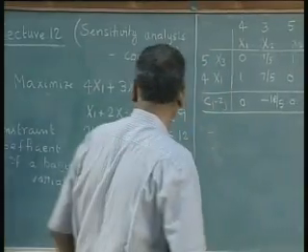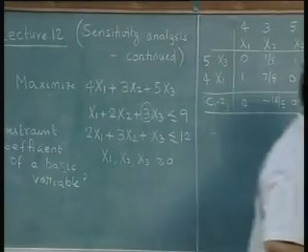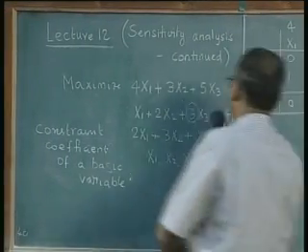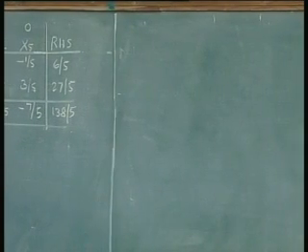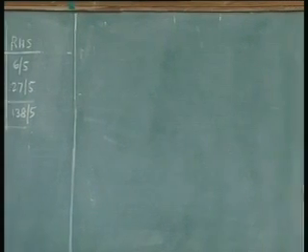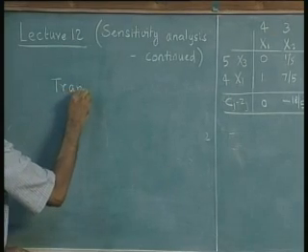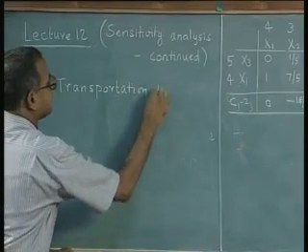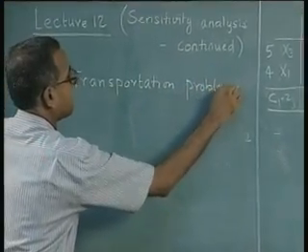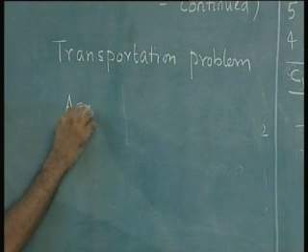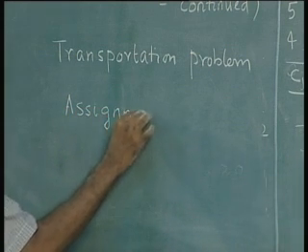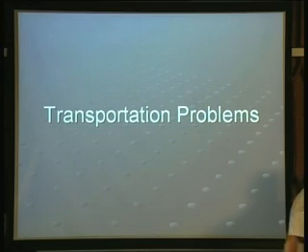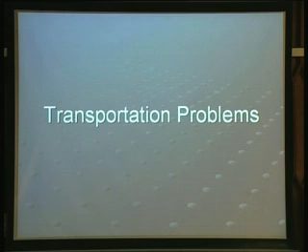The next thing that we would see are 2 very interesting problems which are linear programming problems, but they have special algorithms to solve them. Now these 2 are called the transportation problem and the assignment problem. So we look at these 2 next. We have something called the transportation problem, and we have something called the assignment problem. Now we will be looking at both these problems in detail.